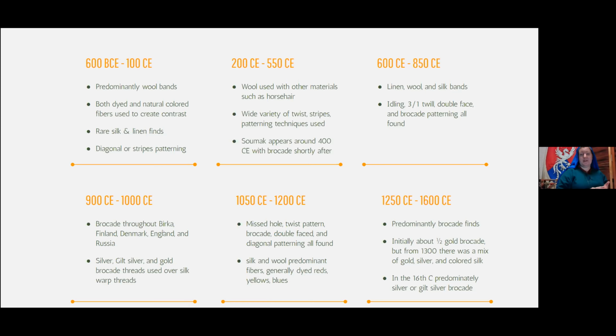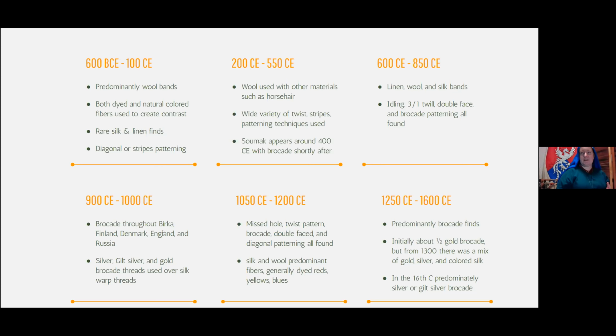About 1050, we see Mistelbach make its appearance. Twist patterning, brocade, double face, diagonal patterns, they're all being used. Silk and wool has come back predominantly. We don't see very many wool finds for the time period before that, and they start seeing it a lot again. Generally dyed at this point, reds, yellows, and blues, lots of them.